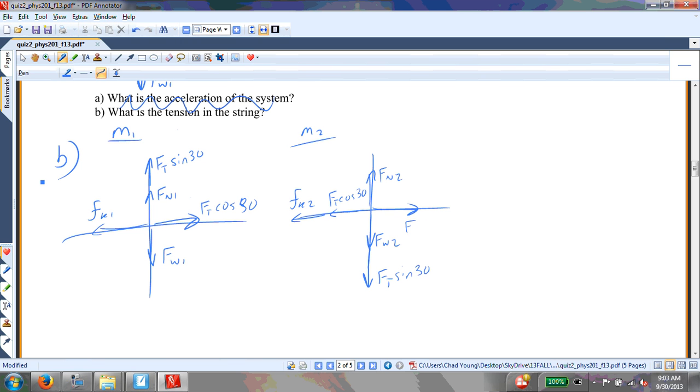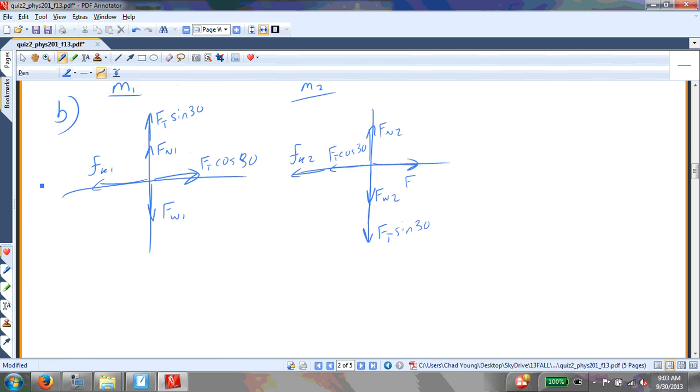All right, now in part C, I just wanted you to write the 4 equations. So for part C, I'll just take the one on the left first. It's going to be Ft cosine 30 minus Fk1 equals M1A. And notice that both blocks are going to accelerate at the same rate, so I'm not going to add any subscripts there.